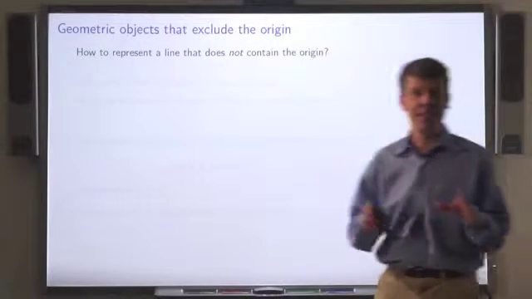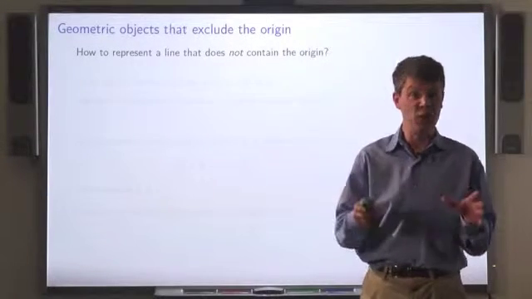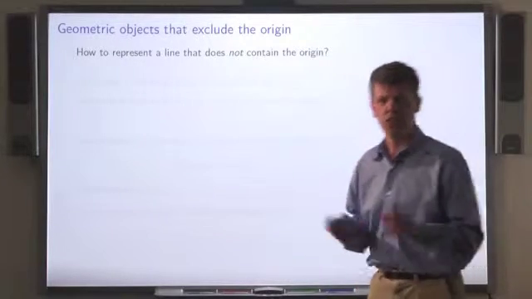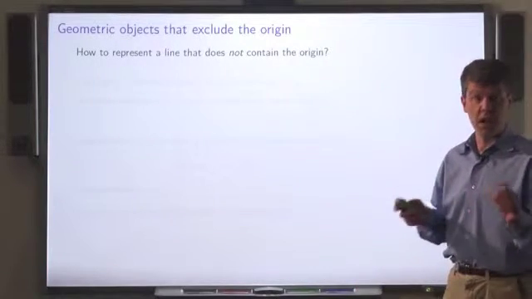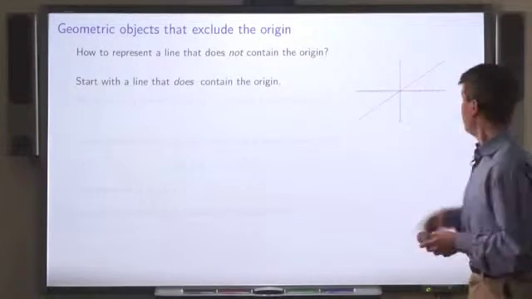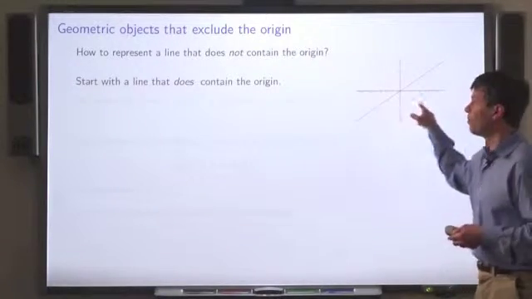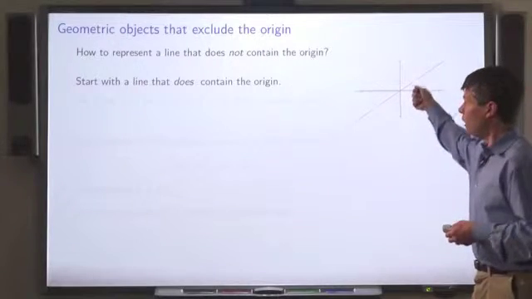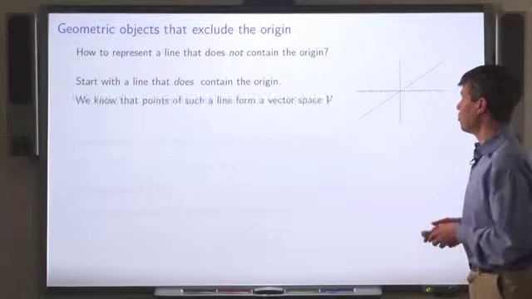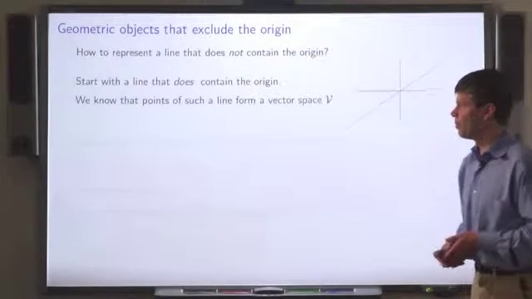We've seen how to represent lines and planes that contain the origin. How do we represent those that don't contain the origin? So let's say we want to represent a line that does not necessarily contain the origin. Well, we start with a line that does go through the origin. Now, we know that the points forming that line form a vector space, big V.